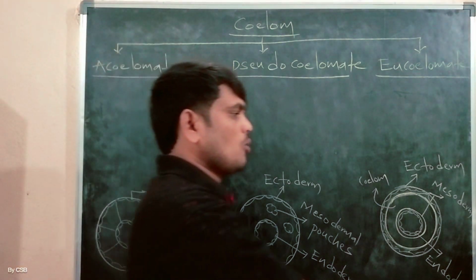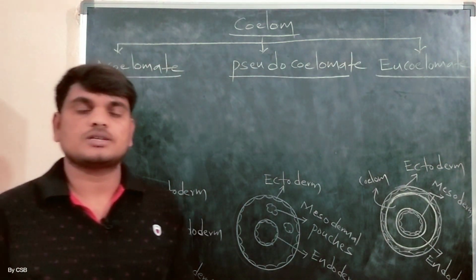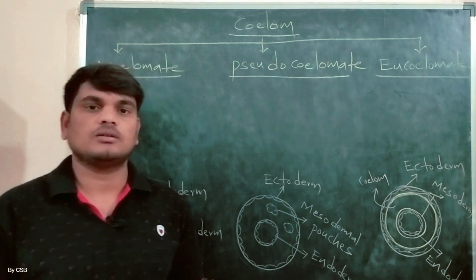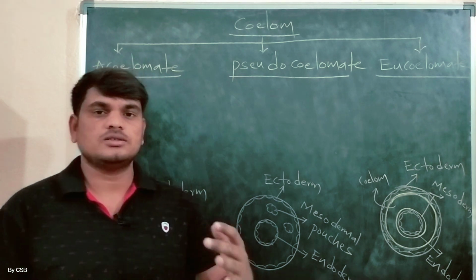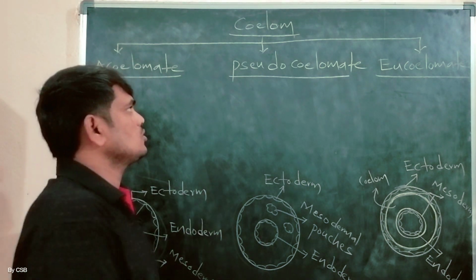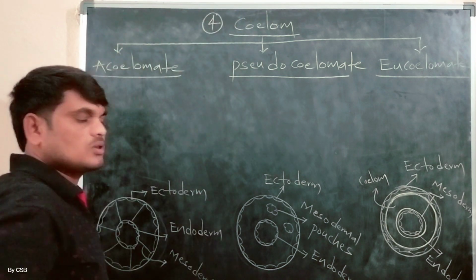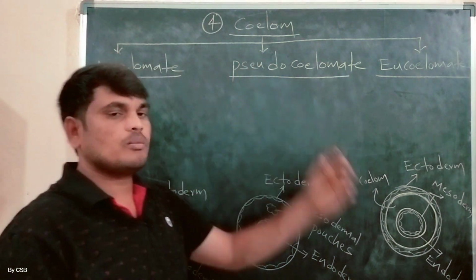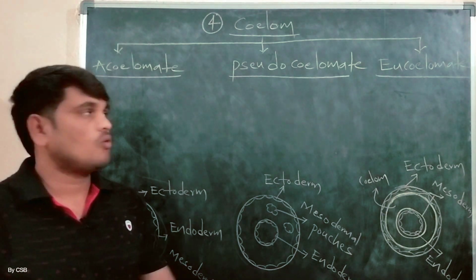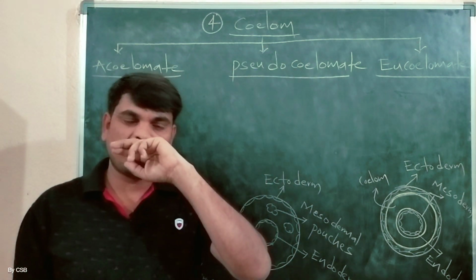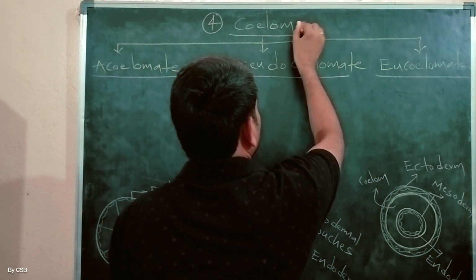Our next topic: we completed levels of organization, second symmetry, third germ layers. Now the fourth one is coelom. Let me explain about coelom. What is coelom actually? Anybody? Coelom is nothing but a body cavity.